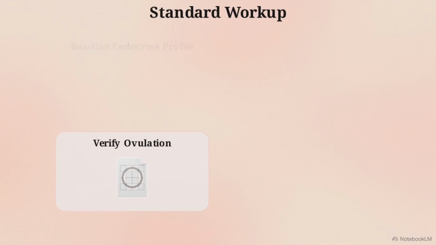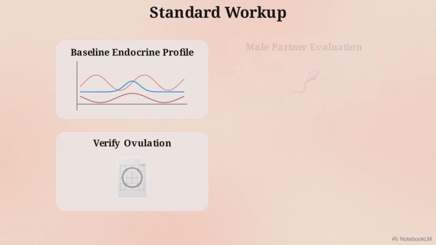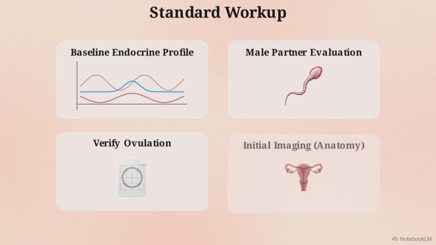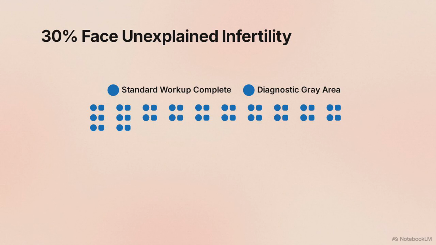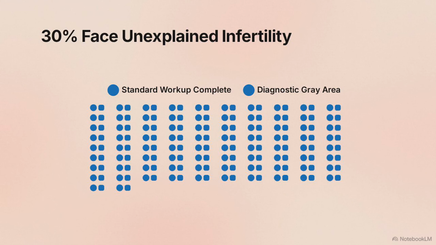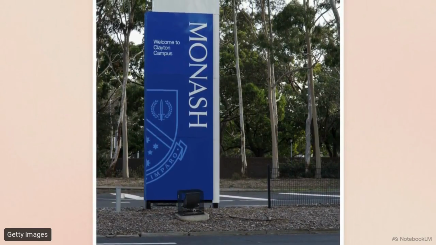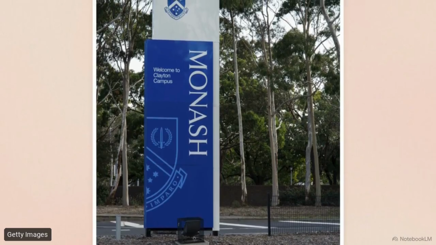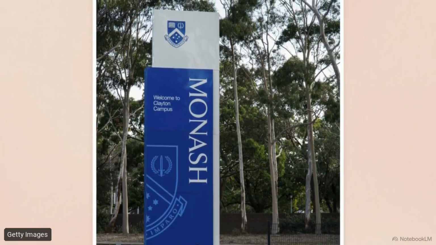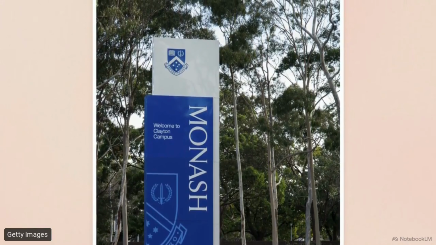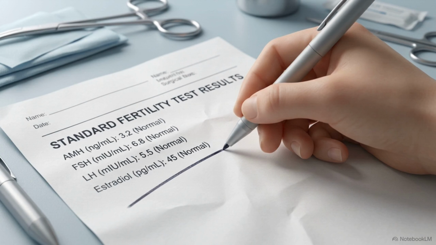Clinicians verify ovulation, run baseline endocrine profiles, evaluate the male partner, and perform initial imaging to check the uterus and fallopian tubes. This visualization maps 100 typical couples seeking fertility assistance. After completing the standard workup, roughly 30 of these couples fall into a diagnostic gray area, labeled as unexplained. Current guidelines from both the European Society of Human Reproduction and Embryology and Monash University clarify that this is not a distinct biological disease. It is purely a diagnosis of exclusion.